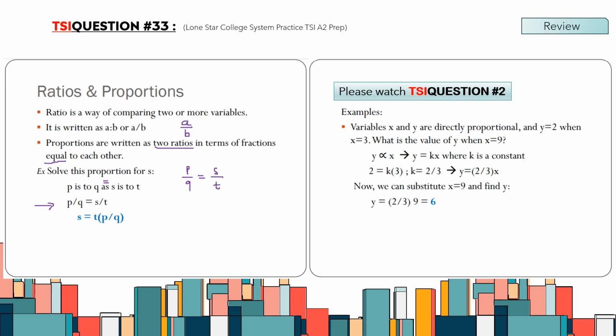Now they want to solve for S. Solving for S means you isolate S. So to isolate S, you want to take off the T in the denominator on the right hand side. To do that, we multiply both sides by T. T divided by T is 1, then S times 1 is S. So we rewrite it as S equals T times P over Q.